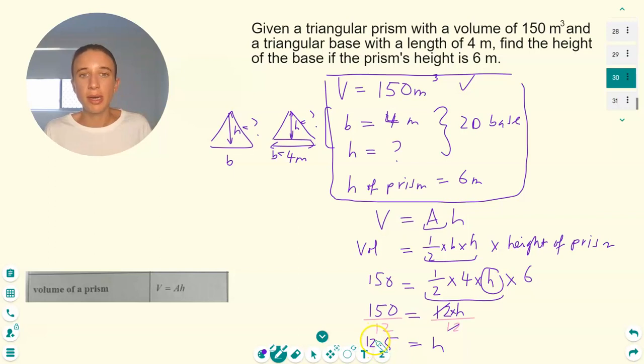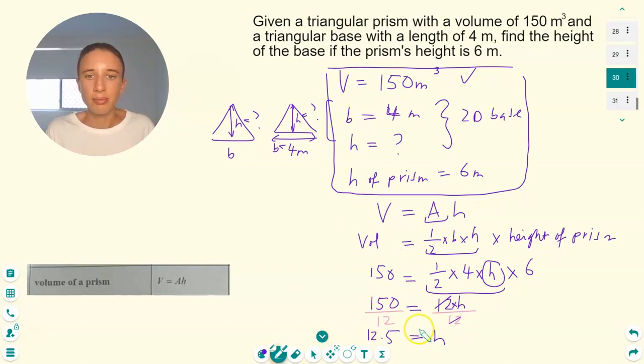And then I always check my units at the end. So it's a height of a 2D shape. We plugged in meters, we should get out meters. So that is the height of our 2D base.